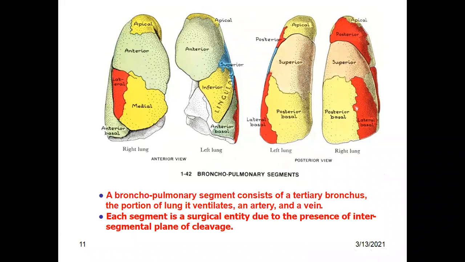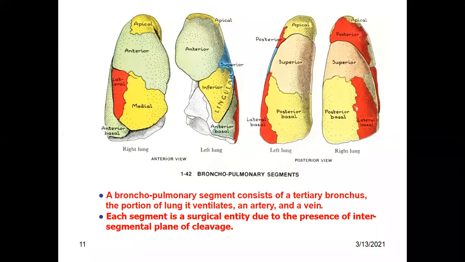And each lung segment is supplied by its own segmental bronchus and its own segmental artery, while the venous drainage is through intersegmental veins.